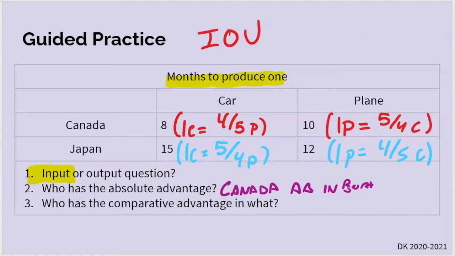So let's look at cars. For Canada, to produce one car, they're giving up 4/5 of a plane. For Japan to produce one car, they're giving up 5/4 of a plane. So what's smaller, 4/5 or 5/4? Well, 4/5 is smaller, so Canada has the comparative advantage in cars. What about for planes? Canada, for every plane, is giving up 5/4 of a car. Japan, for every plane, is giving up 4/5. Yet again, 4/5 is smaller. So Japan has the comparative advantage in the production of planes and should only produce planes.